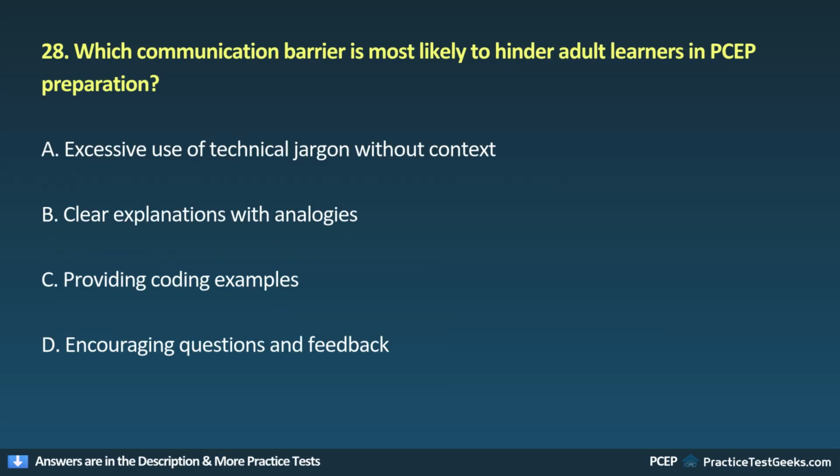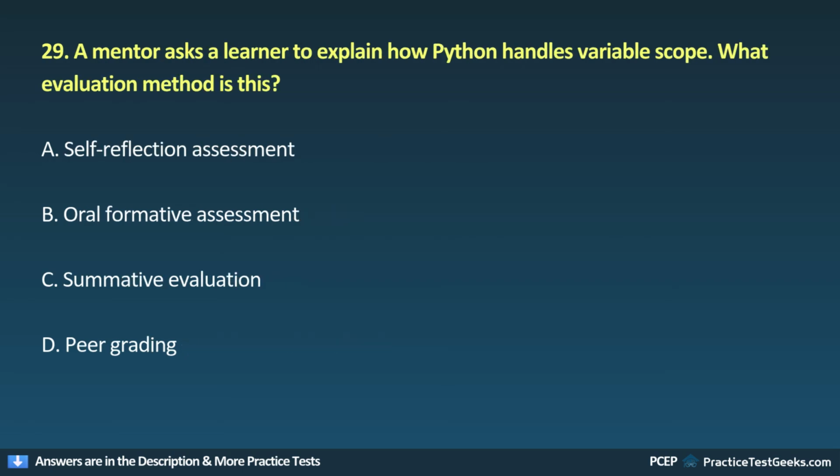28. Which communication barrier is most likely to hinder adult learners in PCEP preparation? A. Excessive use of technical jargon without context. B. Clear explanations with analogies. C. Providing coding examples. D. Encouraging questions and feedback.